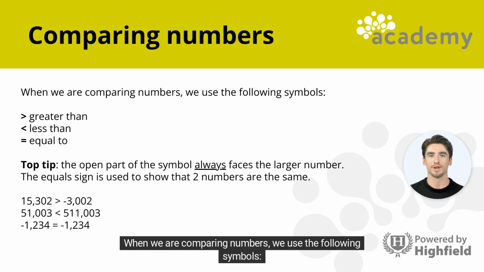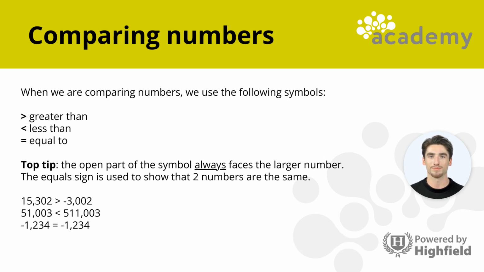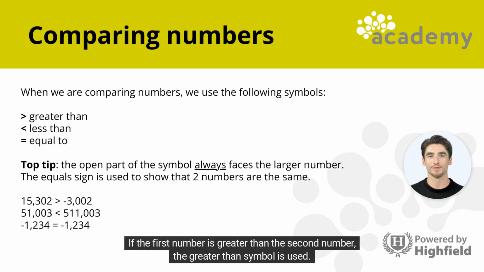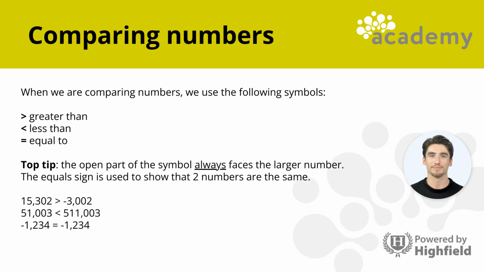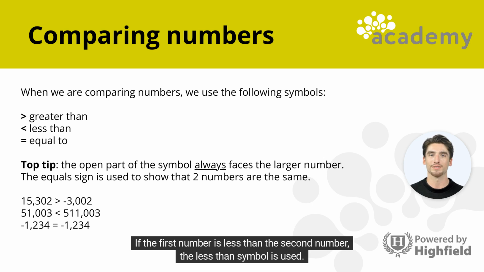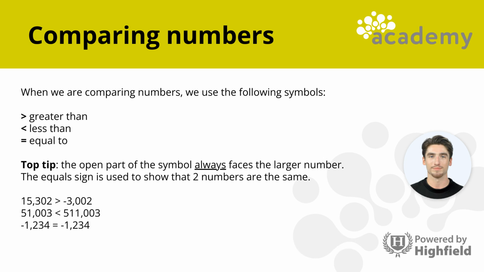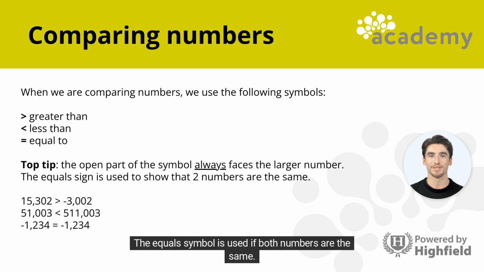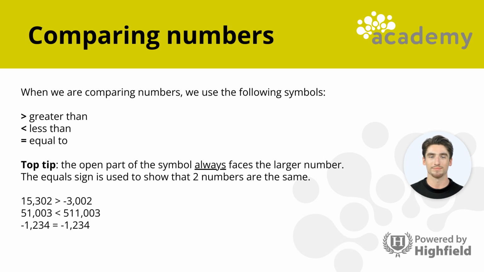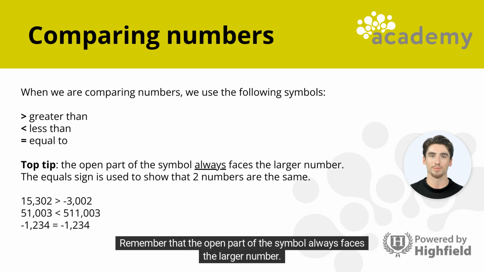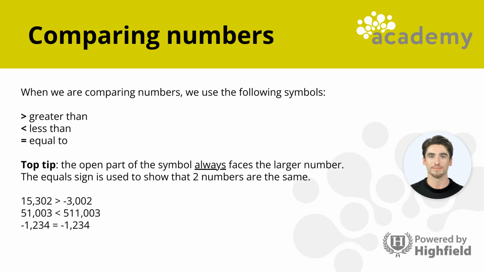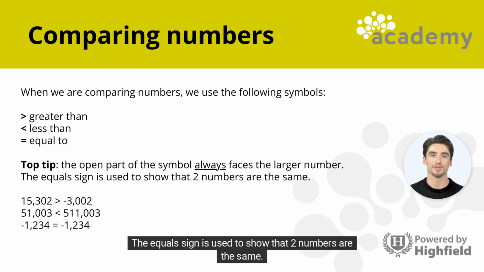When we are comparing numbers, we use the following symbols. Greater than. If the first number is greater than the second number, the greater than symbol is used. Less than. If the first number is less than the second number, the less than symbol is used. Equal to. The equal symbol is used if both numbers are the same. Remember that the open part of the symbol always faces the larger number. The equals sign is used to show that two numbers are the same.